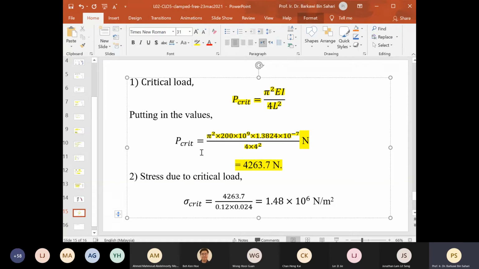Okay, so we get P critical is 4.2637 kilonewton. Now the stress due to critical load is stress equal to load over area. Now the load is the critical load, so 4263.7, and the area is 0.12 meter times 0.024 meter. So then we get 1.48 times 10 to the power of 6 Newton per meter square.